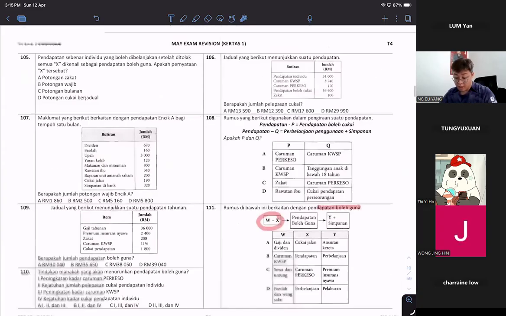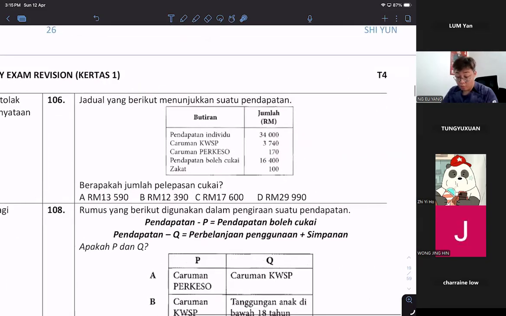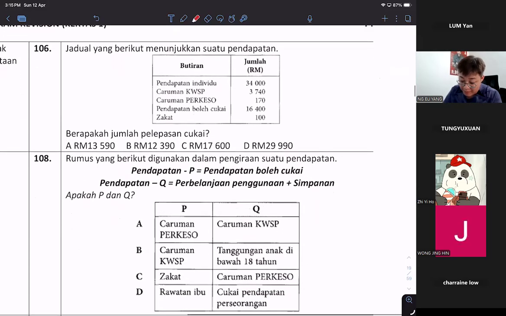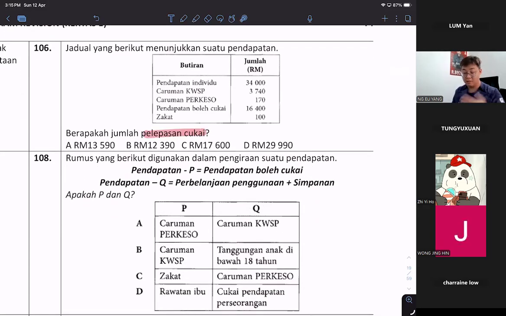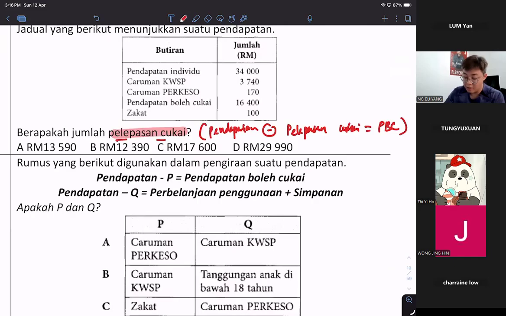Okay, I'm trying to focus on structure. You keep asking for objective. Can, no problem. So jumlah pelepasan cukai. So guys, what is jumlah pelepasan cukai? Pelepasan cukai is using your pendapatan minus the pelepasan cukai. Pelepasan cukai is known as your pendapatan boleh cukai. So pendapatan minus pelepasan cukai is your PBC.